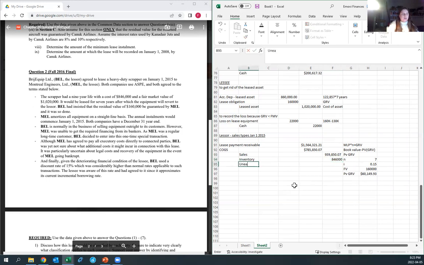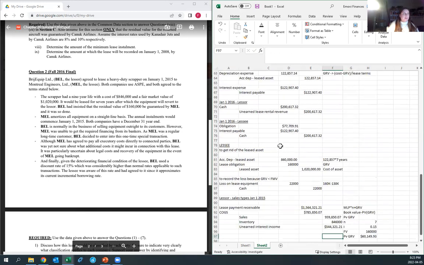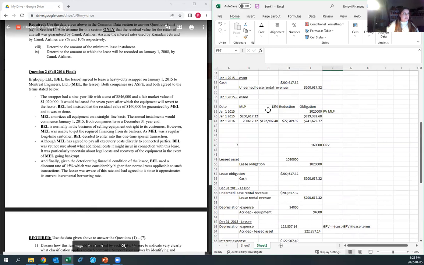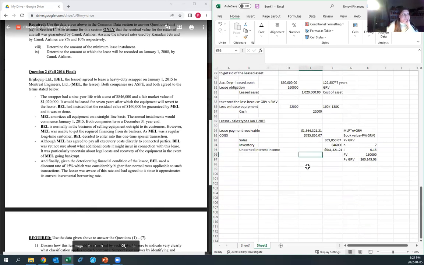And then you have unearned interest income of the difference between the two, of 544,000, which should be, when you complete this year, the sum of all of this together, all the interest expense.